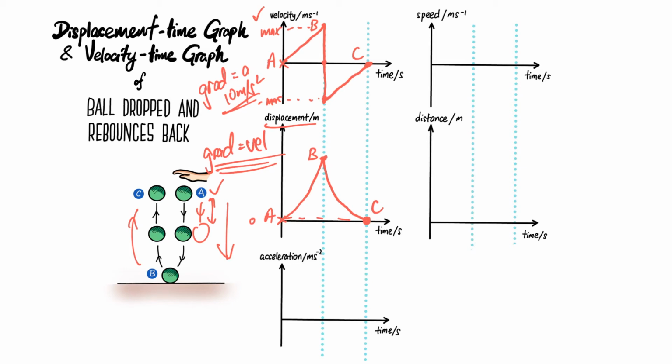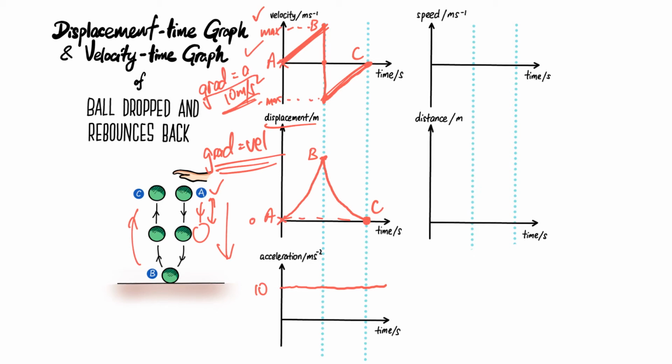To sketch the acceleration time graph, let's take a look at the velocity time graph. As you know, the gradient represents the acceleration, and the gradient is a constant value, and the value is 10. So there will be 10 here, and since it's a constant acceleration due to free fall, the value is always 10. Therefore, it's a horizontal line on the acceleration time graph.